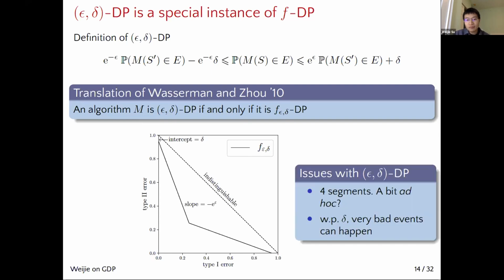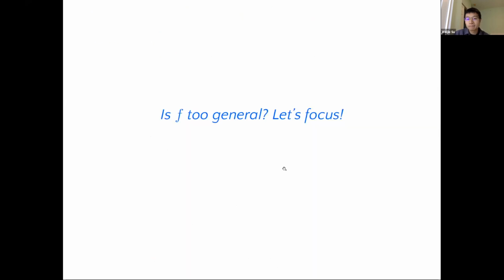But if we look carefully, there's something everybody will be thinking: why do we have 4 segments here, right? In general, the function f can be any continuous function between 0 and 1. So having 4 segments is really something ad hoc. And moreover, with the probability delta here, we have nothing to say, and any bad event can happen within the epsilon-delta definition.